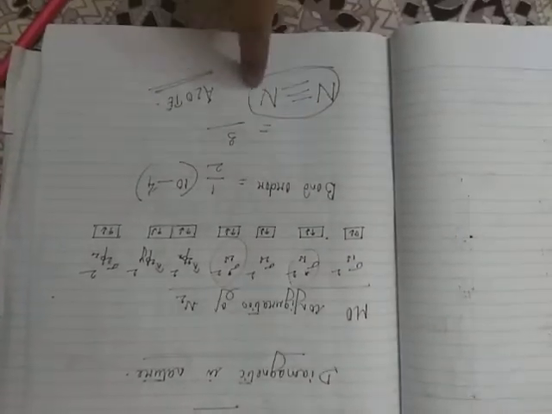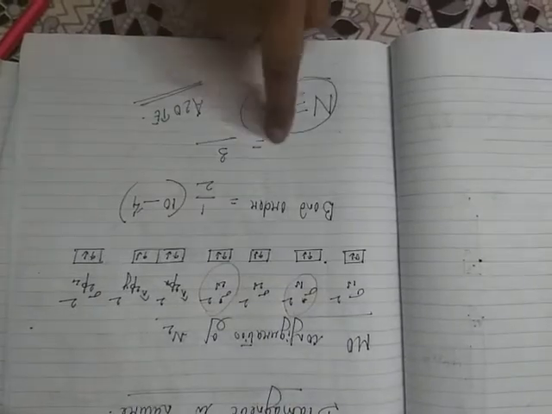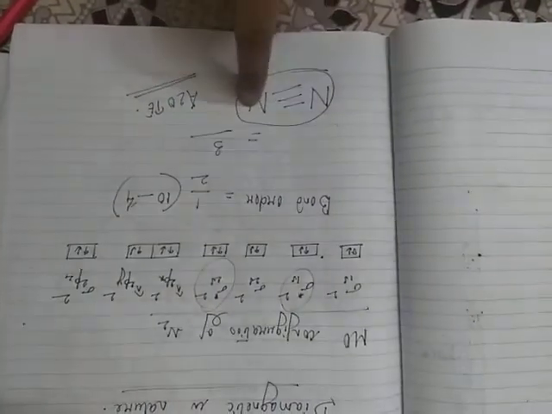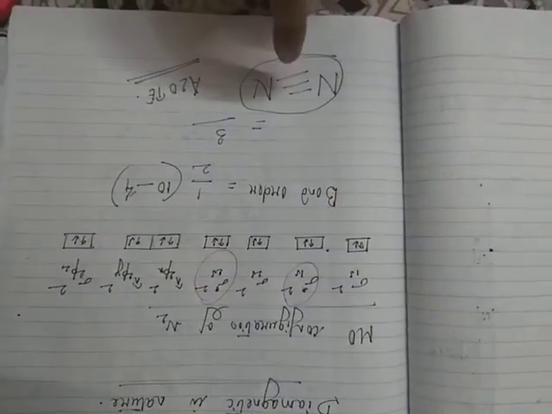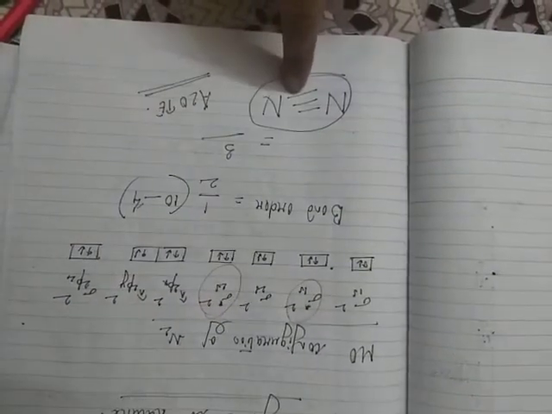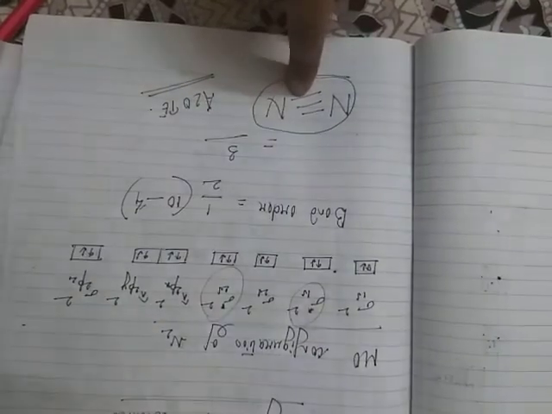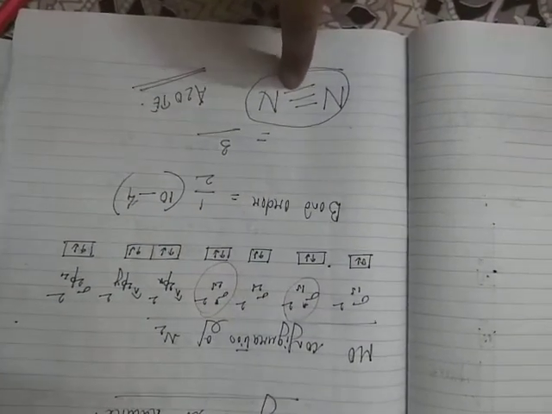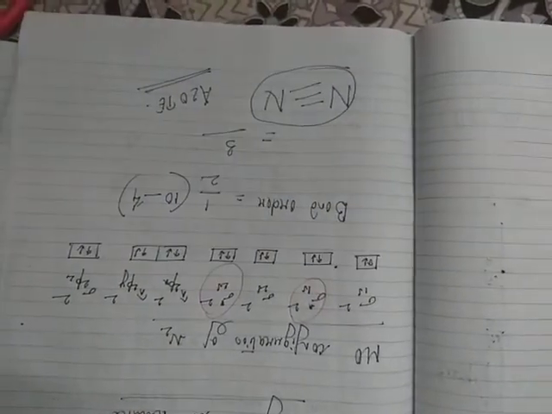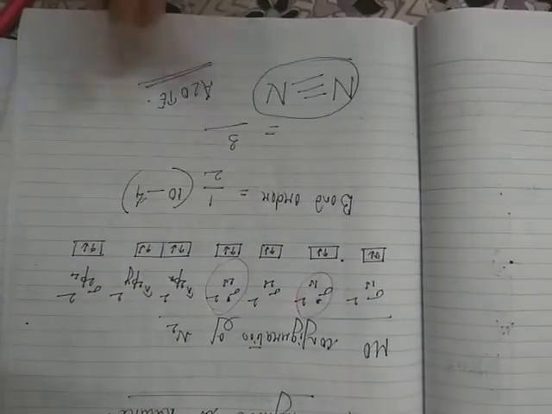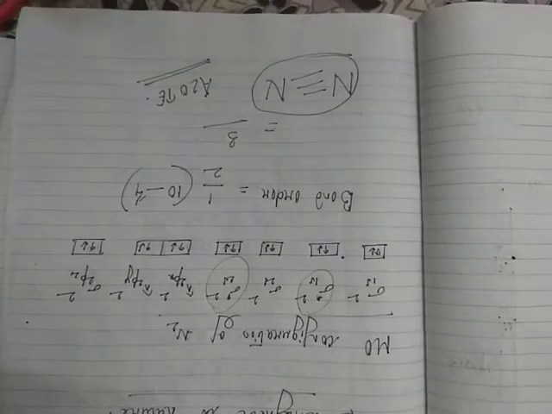So rarely this atmospheric nitrogen combines with oxygen, only under certain conditions of very high temperature, which indicates that it has a very strong bond dissociation enthalpy. Larger bond dissociation enthalpy means it has a higher bond order, and the highest possible bond order is 3. So this is supported by molecular orbital theory too.